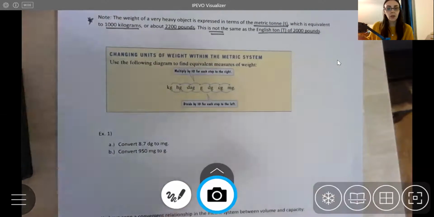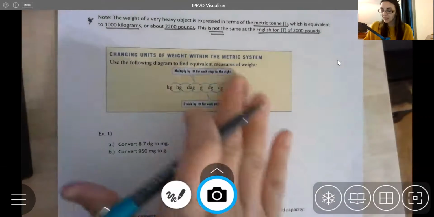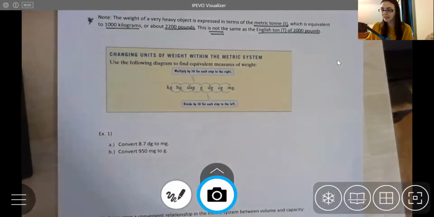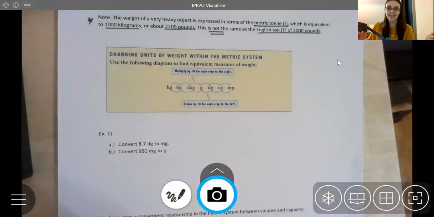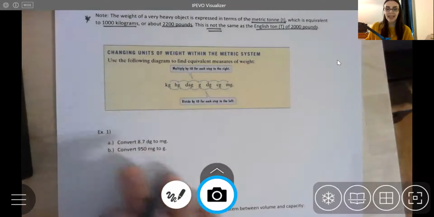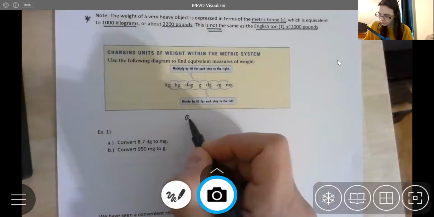Now, if you're converting within the metric system, it's the same conversion process. It doesn't matter what your base unit is. So if it's meters or liters or grams, it's still that same division or multiplication process, which is really nice. It makes the metric system easy to use. So again, we're staying within the metric system here.